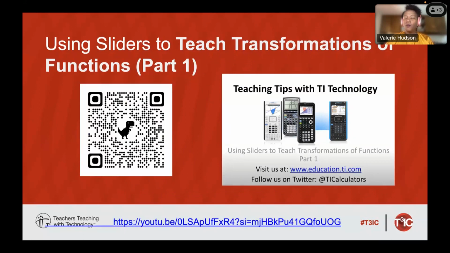Oh, yes, I almost forgot. If you want to know how to make sliders, since you did see some sliders in here, there's a very nice video that TI-ETC Virtual T created on using sliders to teach transformation of function. So check that out.